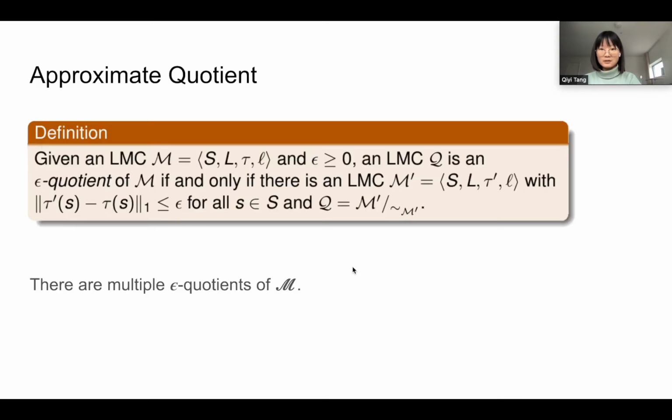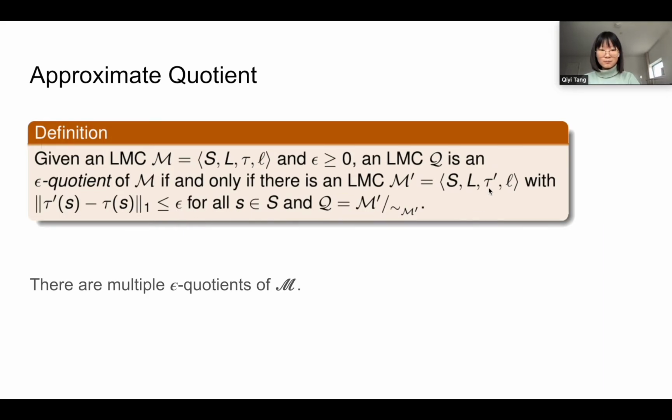The definition of approximate quotient is as follows. Given an LMC M, where S is a finite set of states, L is a finite set of labels, tau is the transition probability function, and l is the labeling function, and an epsilon. An LMC Q is an epsilon quotient of M if and only if there is another LMC M prime such that Q is the exact quotient of M prime. And M prime has to satisfy the condition that for all states, the probability distributions over the successor states in M and M prime have small L1 distance, less than or equal to epsilon.